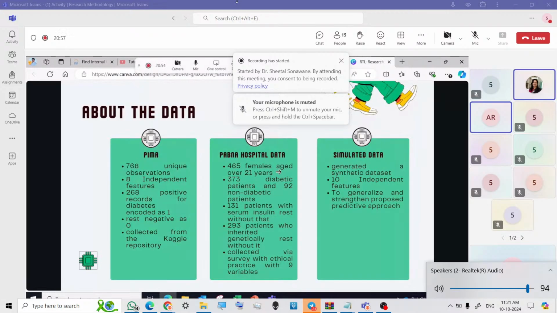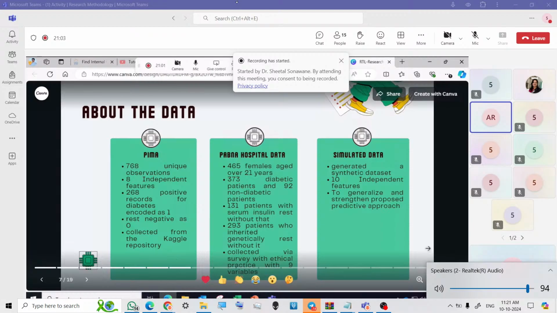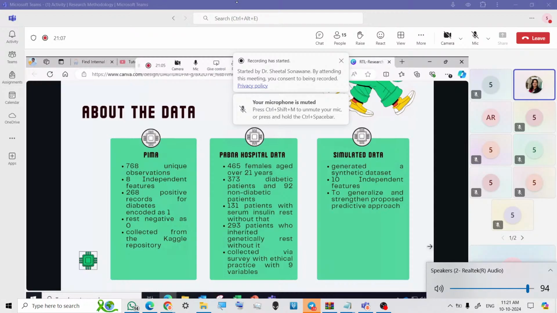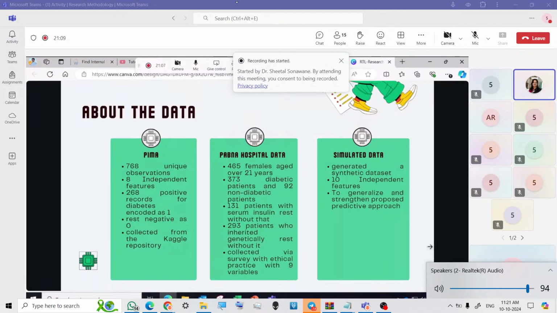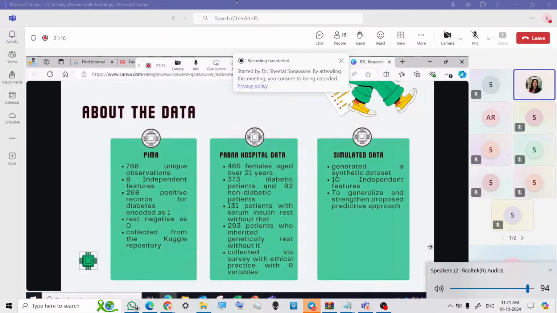Right. And the first one is already available, yeah, already available in the Kaggle repository. So can you describe it for me? What is the type, is it primary collection?